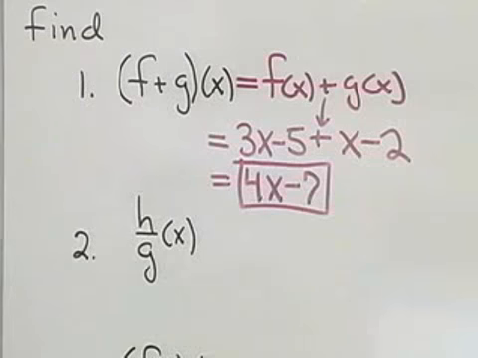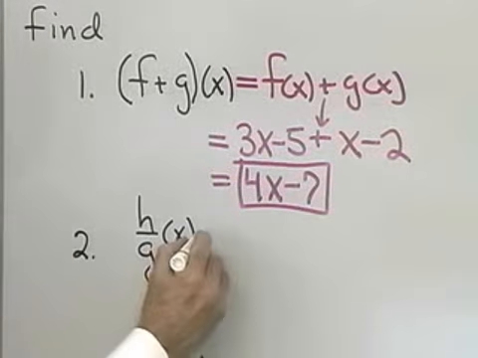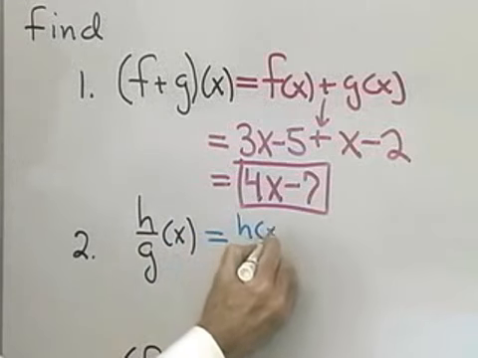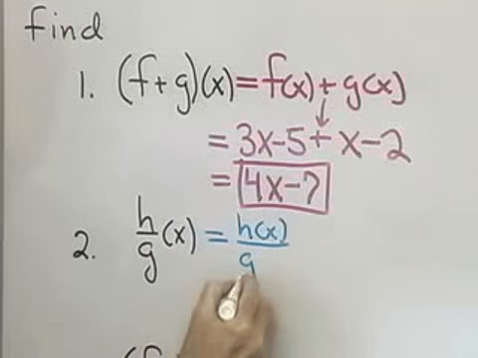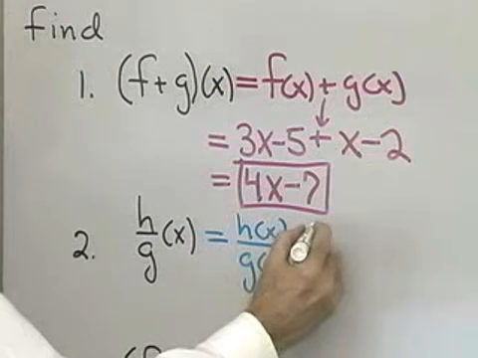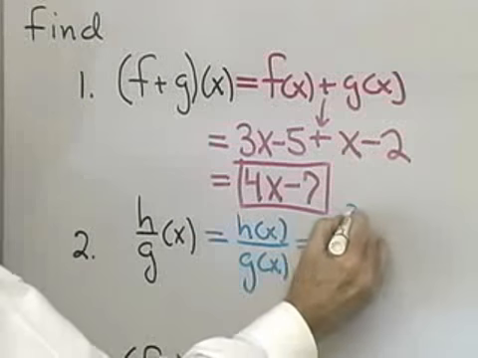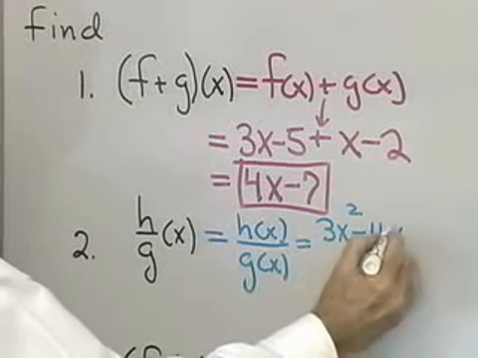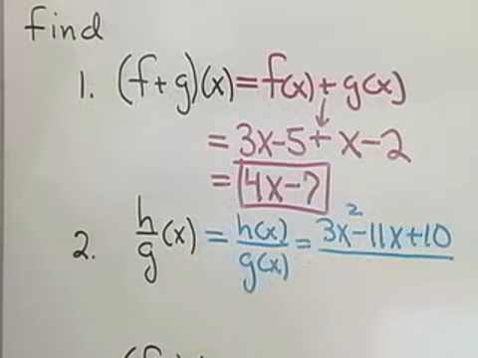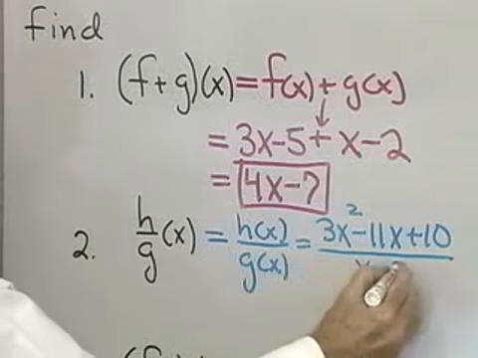Here I have the quotient of two functions, h over g of x. So I want to see what that's going to come out to be. The definition for the quotient of two functions is just their quotient, h of x over g of x. Now I'll go up to my list and I'll write down h of x, which is 3x squared minus 11x plus 10. And that's all over g of x, which is x minus 2.